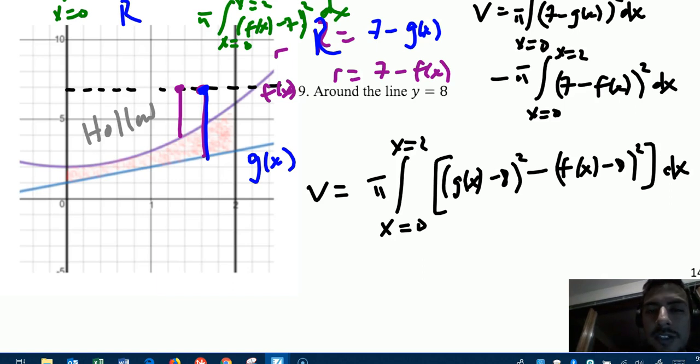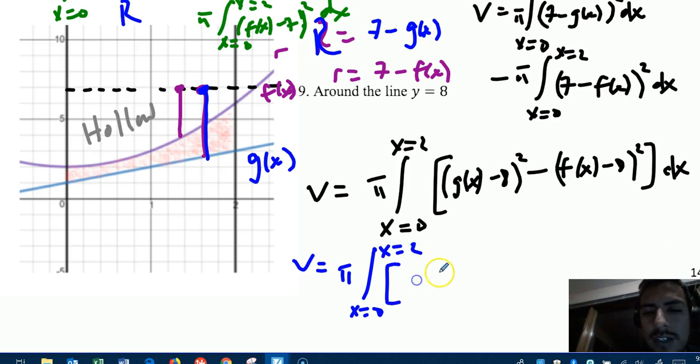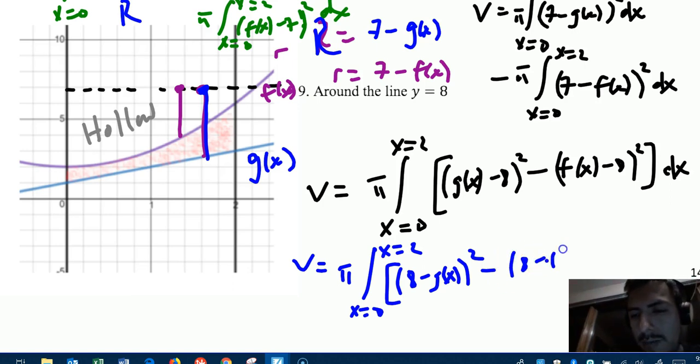The other way you could have written this, if you weren't comfortable with changing the order here, some people see it more logically as the integral from x equals 0 to x equals 2 of everything that I just said before, but a little bit backwards. 8 minus g of x squared minus 8 minus f of x squared, close big brackets, dx, and that takes care of it, guys.